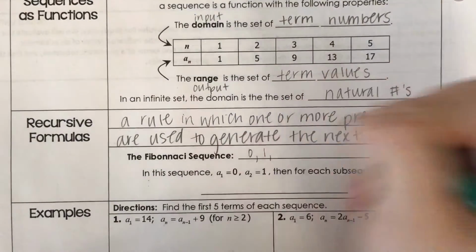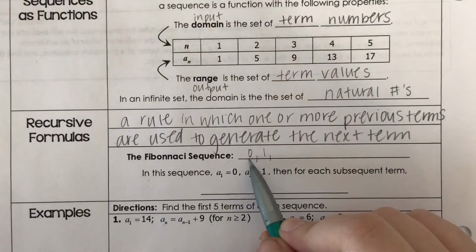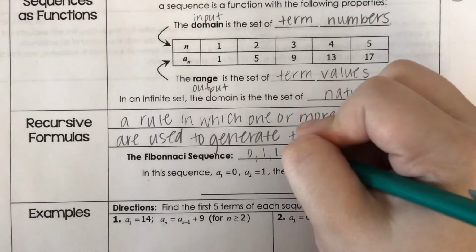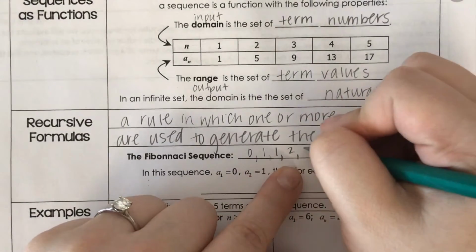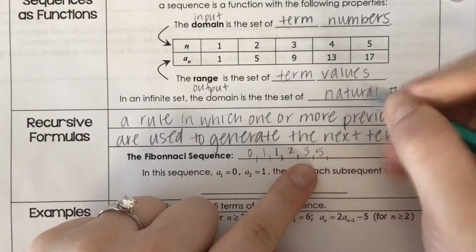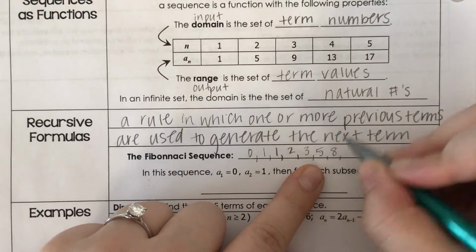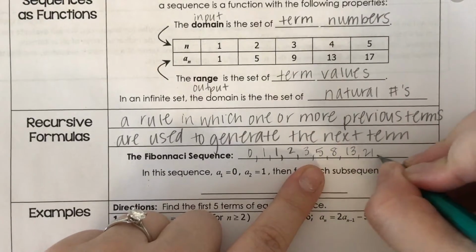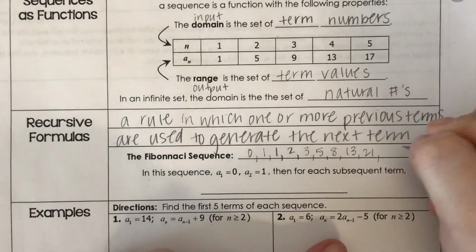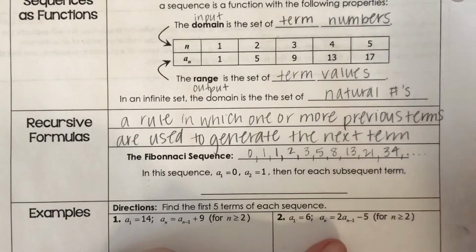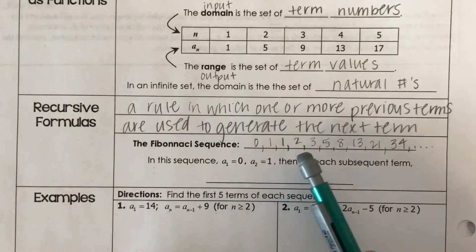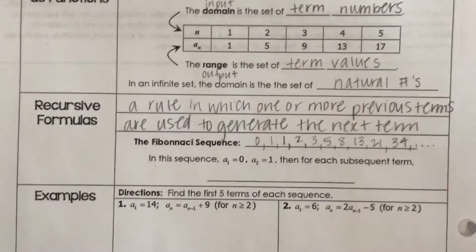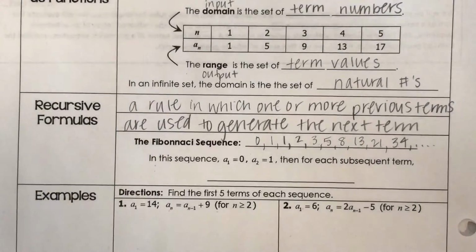0, 1. Maybe you've seen this before. We're going to add these two together. 0 plus 1 is 1. 1 plus 1 is 2. 1 plus 2 is 3. 2 plus 3 is 5. 3 plus 5 is 8. 8 plus 5 is 13. 8 plus 13 is 21. 21 plus 13 is 34. On and on. So the next term is determined by the first two added together. That's the Fibonacci sequence. Okay, and this occurs all the time in nature.